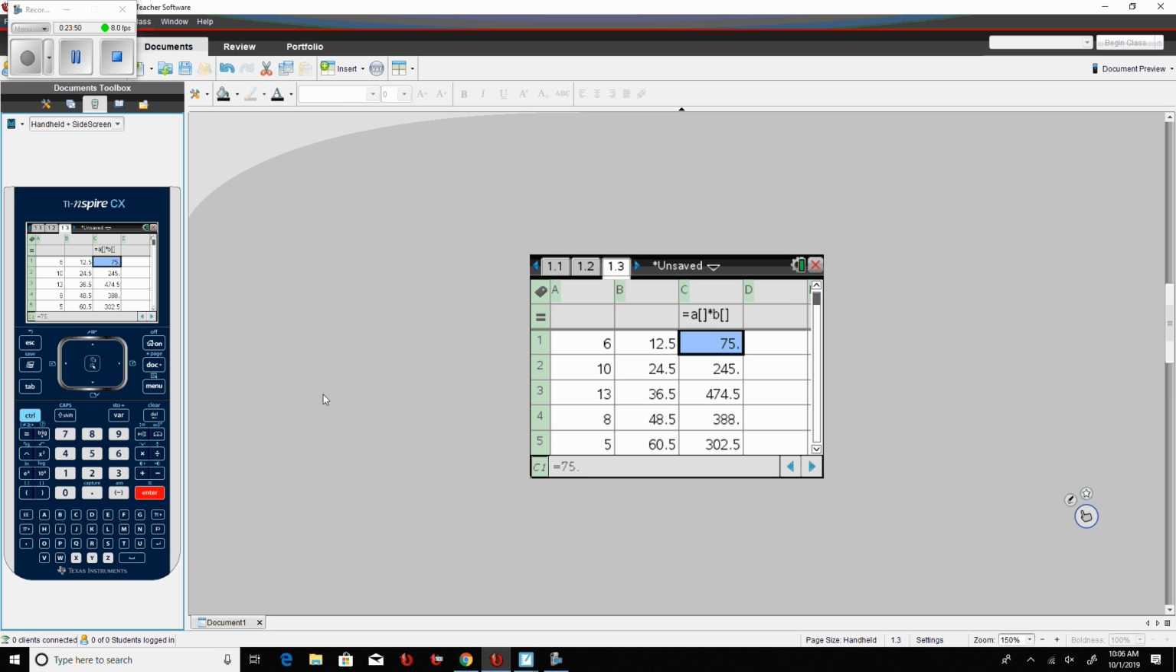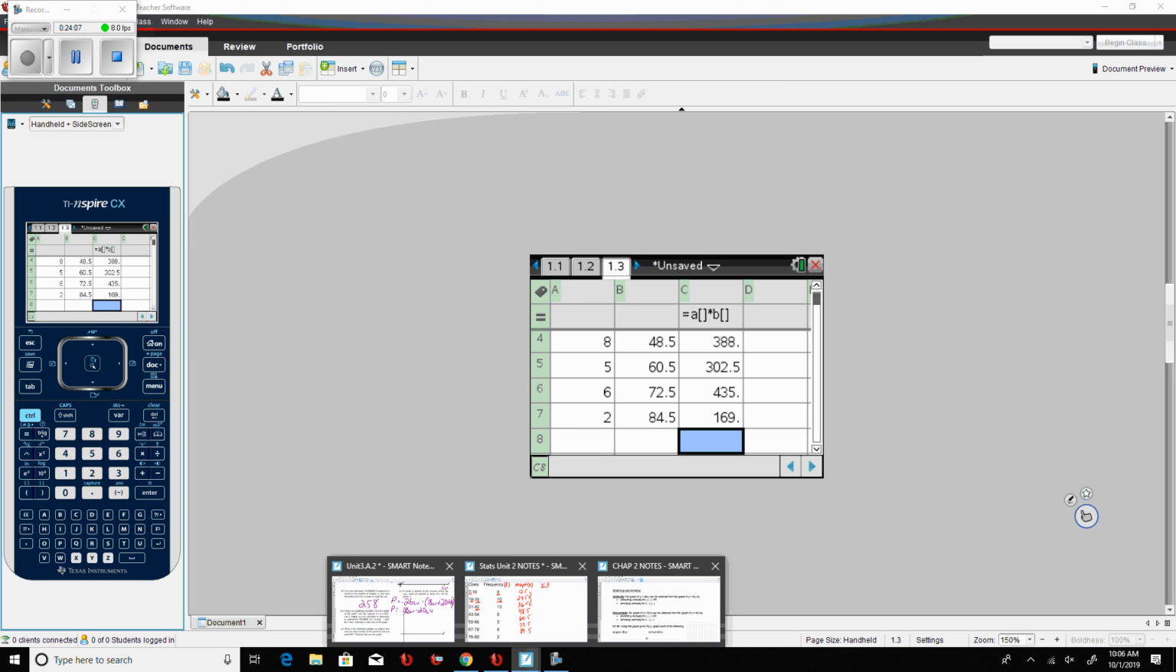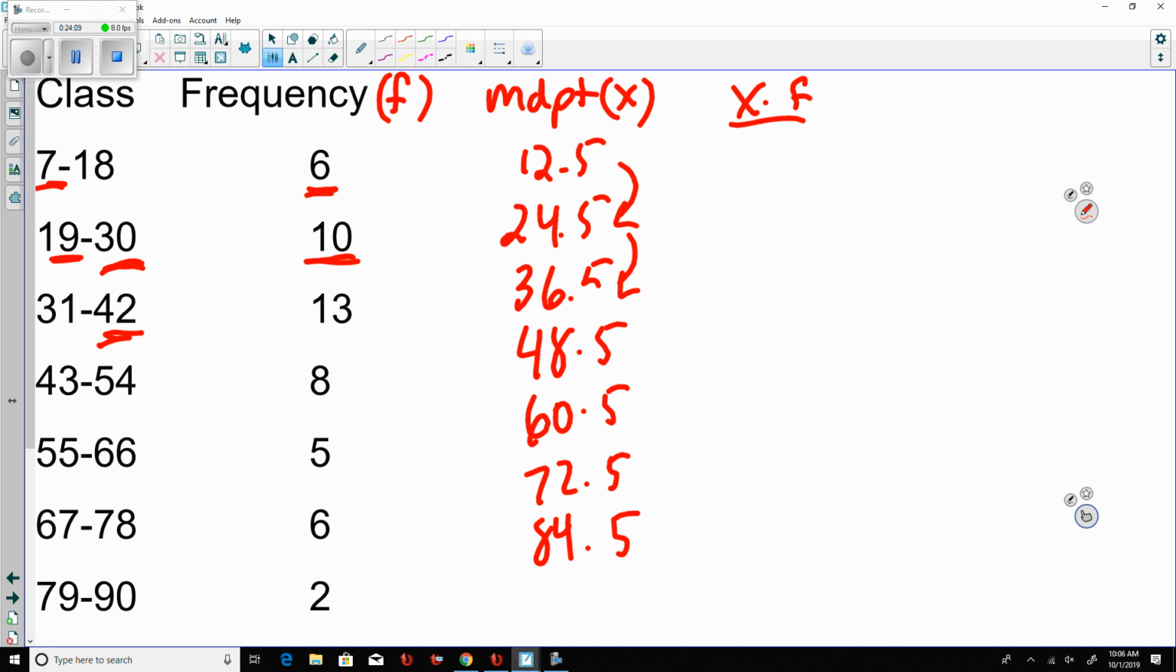Okay, so you should have all those results. Okay, so 75, 245, right? All these. Double check them. Okay, and put them in your notes. That goes in your x times f column, whatever they are. It goes all down here. Okay, that's what you need there.